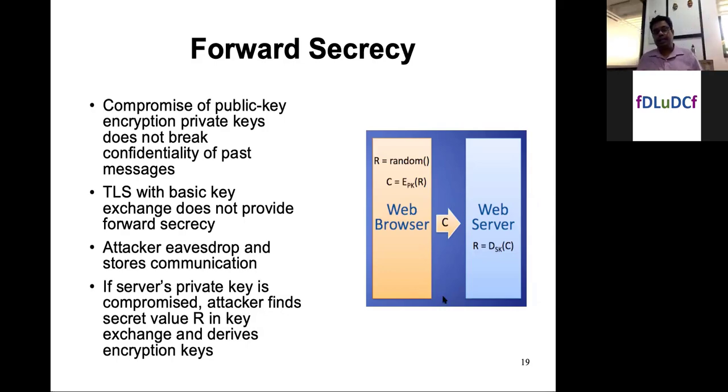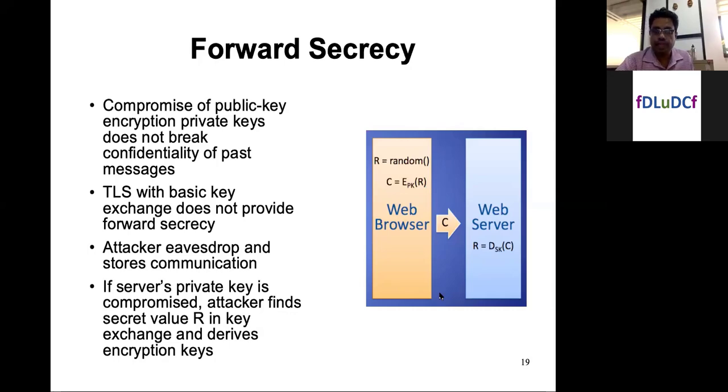Now, can the attacker get back this R? Actually not. In order to get R, the attacker should know the private key of the web server. That is not possible. But what the attacker might do is record those communications. Let's say he records this communication for years, and at some point in the future, the attacker is able to find the private key of the web server. Then he could use that private key. The attacker uses that private key of this web server to decrypt the entire sessions he recorded in the previous days. That is called the forward secrecy problem.